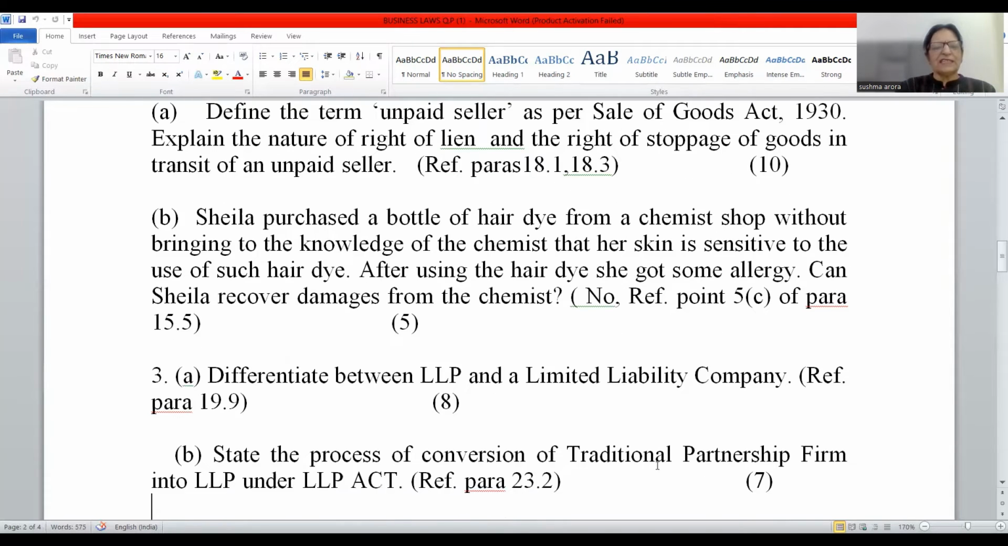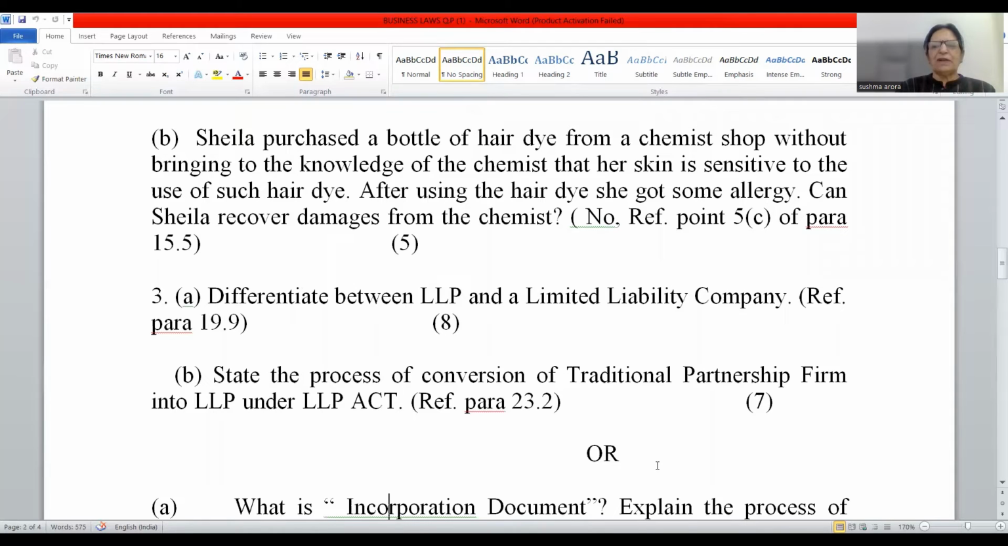Now moving ahead, friends, next is differentiate between LLP and limited liability company. LLP and LLC. So friends, the question is of 8 marks. So you can write points in tabular form: meaning, membership, registration, dissolution or winding up, number of members or partners, and then perpetual succession. There are many points you have to write in tabular form. The question is of 8 marks, you can write 16 points, so each point will be of half a mark. So do cover all the points, because the business law paper is very secure. You will definitely get good marks provided you have written well.